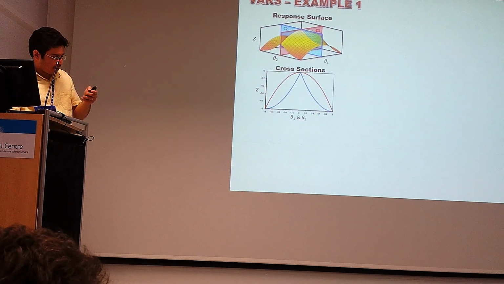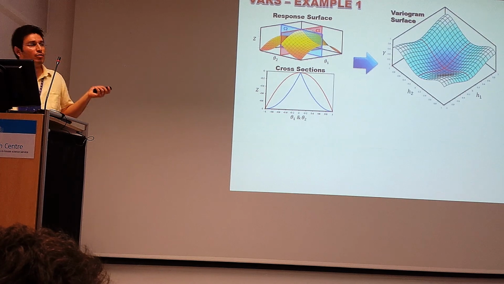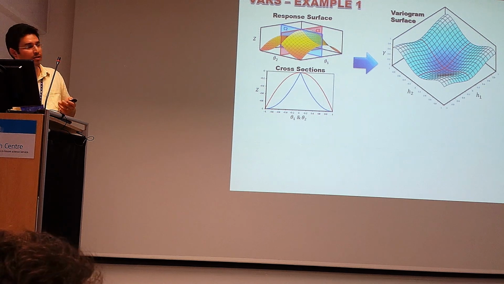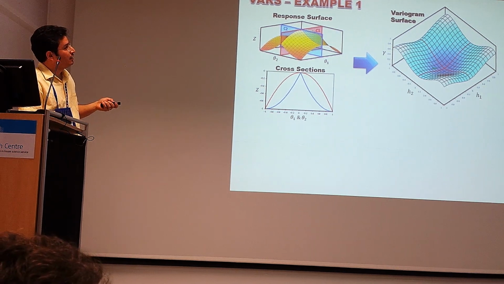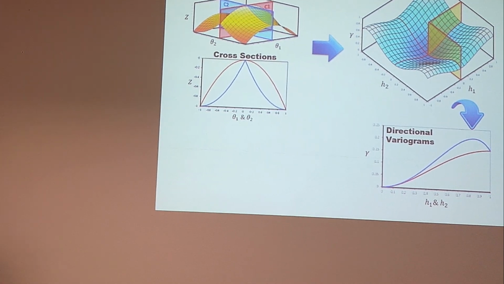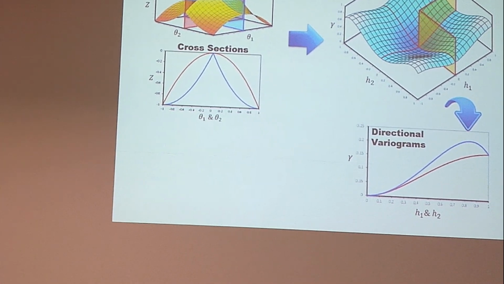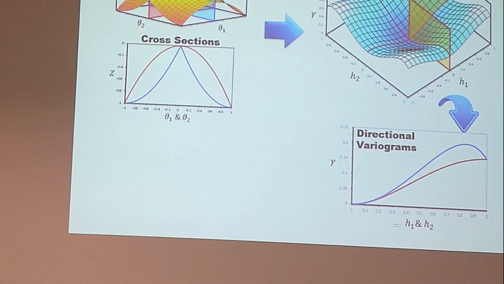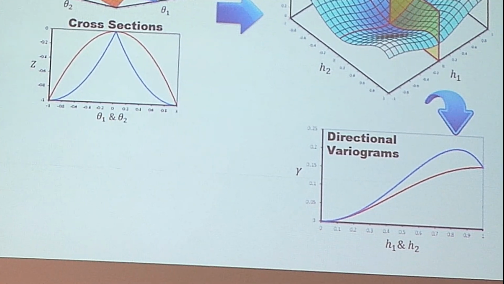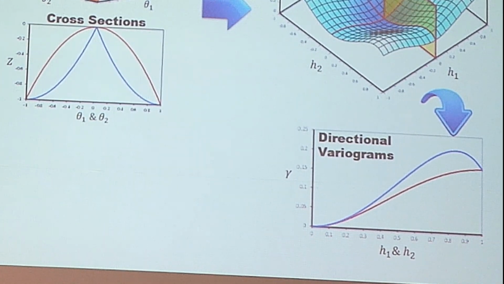Let's go back to example 1. So my response surface again, and now the variogram surface. And as I said, this is anisotropic, meaning in different directions you get different forms of variograms. So if you take the directional variograms out, you would see this. So gamma is the variogram as a function of h1 and h2. So what do we see here? As I said, the variogram is variance of change as a function of scale, right?